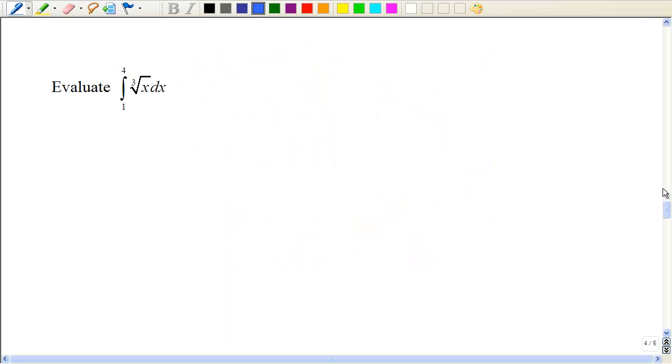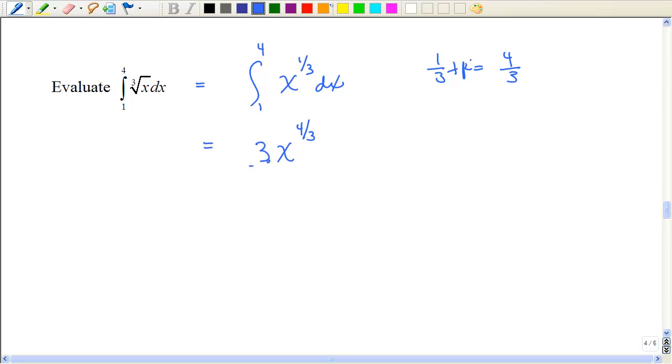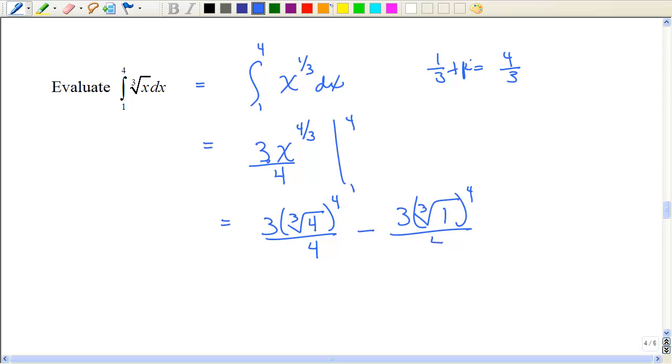All right, so now we just have evaluate, but that still means to find the area of the curve bounded by 1 and 4 on the x-axis. So anytime you see a radical, we need to rewrite that as an exponent, so that's the 1/3 power, so I can use the power rule. Now remember, the power rule says you add 1 to the power, so that's going to be 4/3, and then you divide by that, which means multiply by the reciprocal. So that's going to be x to the 4/3 multiplied by 3/4. So that's 3 times the cube root of 4 raised to the 4th power over 4 minus 3 times the cube root of 1 raised to the 4th power over 4.